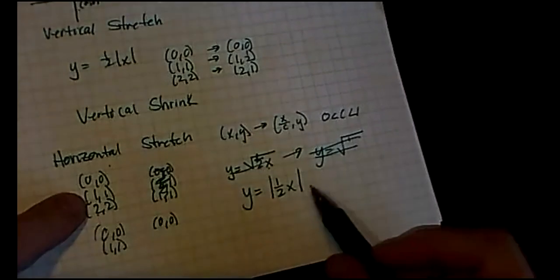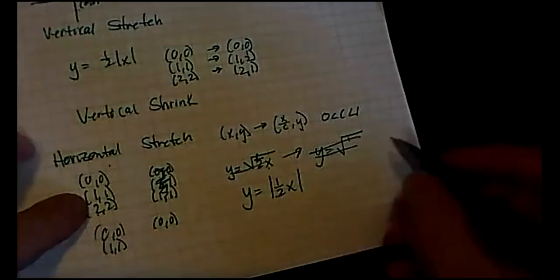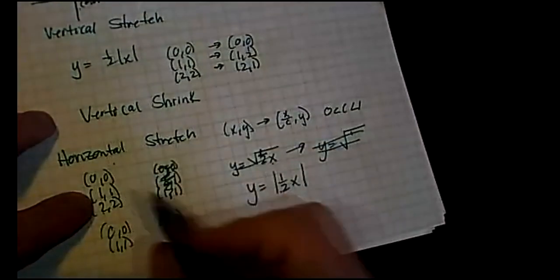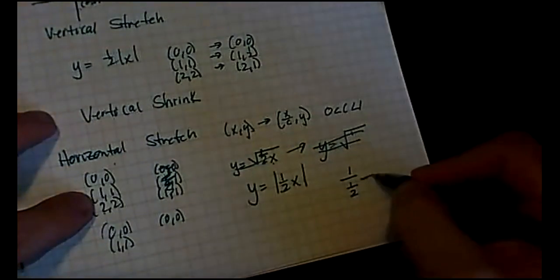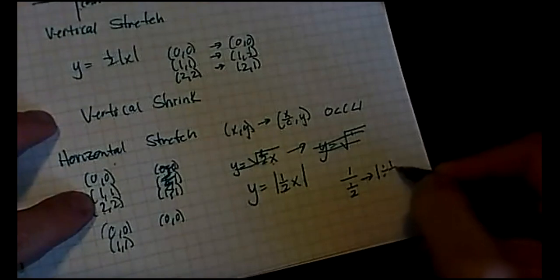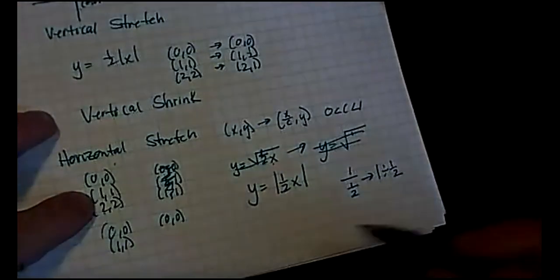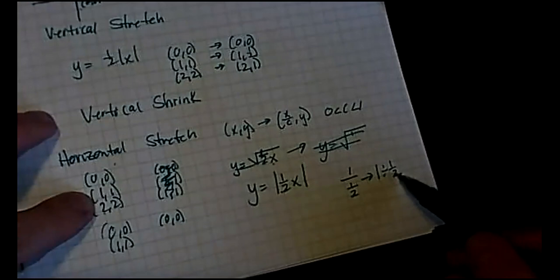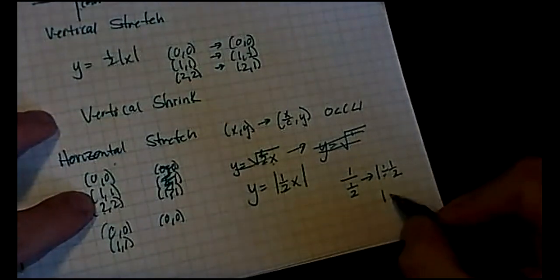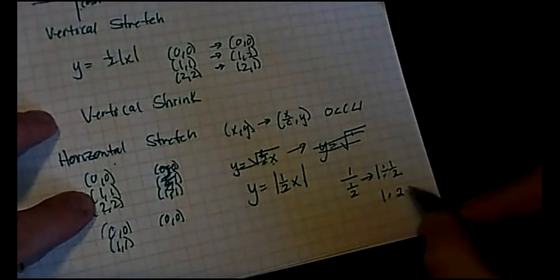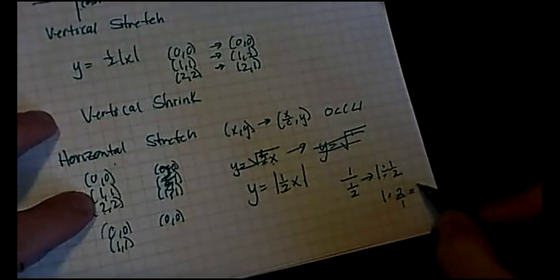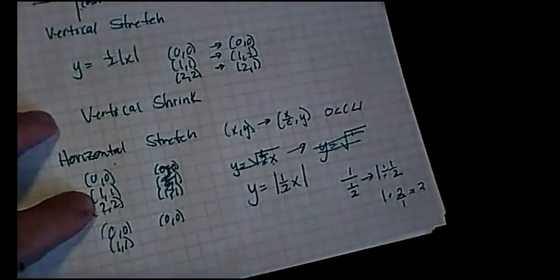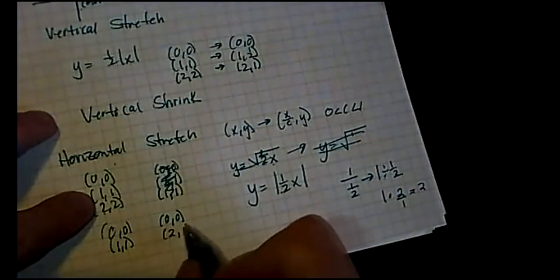I'm going to divide the x value by this. So what is 1 divided by 1/2? It might be easier to see it like this, 1 divided by 1/2. When we divide by a fraction, we multiply by the reciprocal. So that would be 2 over 1. So it's 1 times 2 over 1, which is 2. So this would be 2, 1.